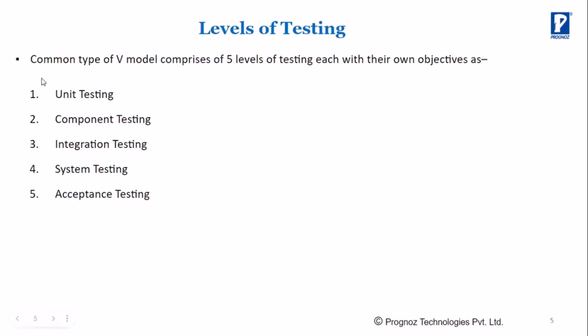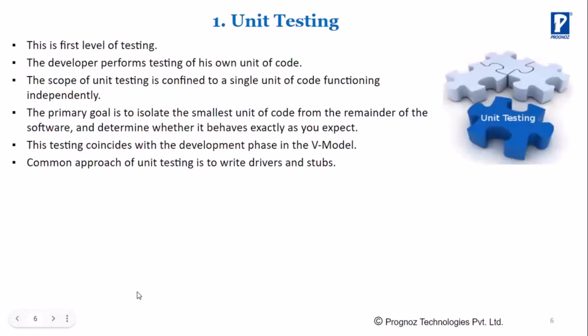So these are the 5 levels of testing. Correct? So we'll see one by one. Unit testing. Unit means small piece of code basically. And this is the basic level of testing. This first level of testing we can say. First means I write something so I can verify. Self-testing. Basically, the developer writes a code and verifies that it is working as per the requirement. So developer performs testing of his own unit of code.